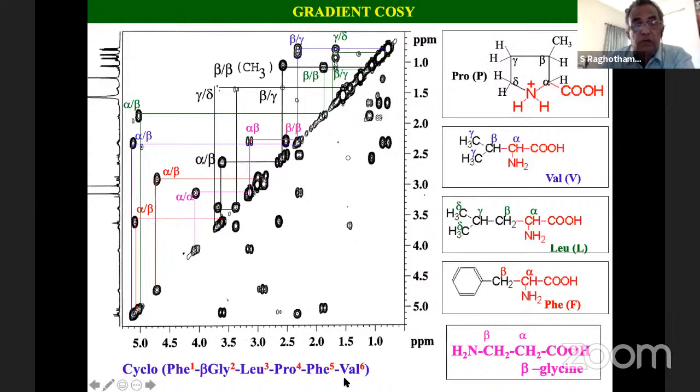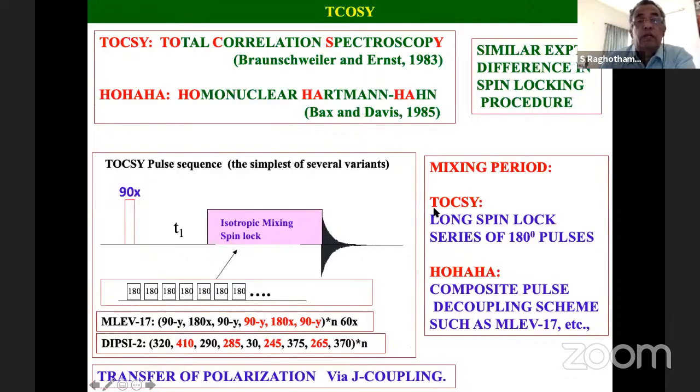Then you can put the sequence, whether it is 1 or whether it's 5. So sequential connectivity comes from a combination of COSY and NOESY spectra. So we will see that a little later. So that's how we analyze a 2D spectrum, the COSY spectrum.